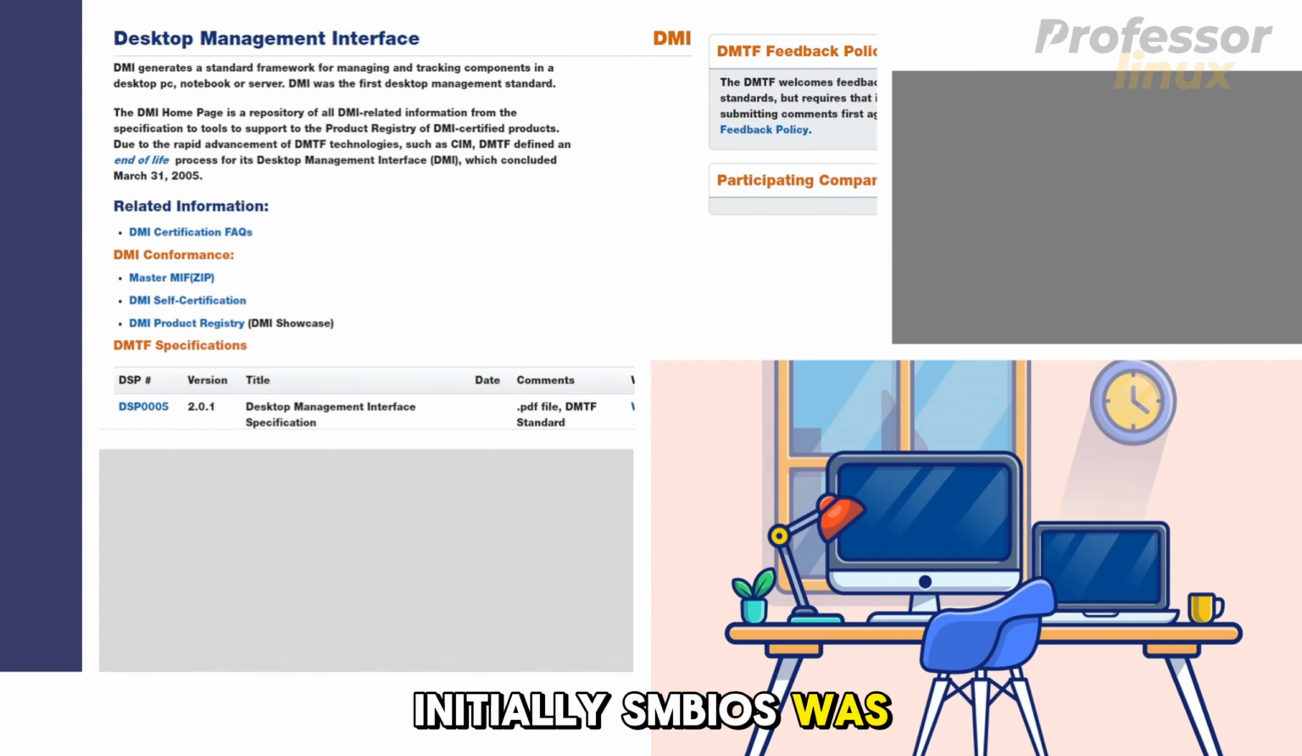Initially, SMBIOS was closely associated with DMI and was even referred to as DMI BIOS in its early iterations. Over time, as technology evolved, SMBIOS became the prevailing standard for accessing system management information, and the use of DMI as a standalone standard diminished. Despite this shift, tools like DMI Decode retain their original names, reflecting their initial purpose of decoding DMI tables. Today, DMI Decode remains a valuable utility for extracting detailed hardware information from the SMBIOS tables, providing insights into system components without the need for physical inspection.